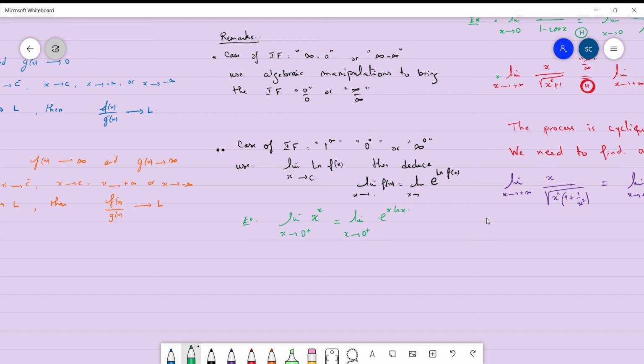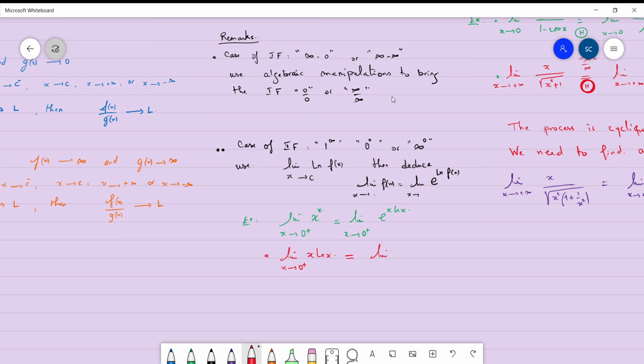Then I focus on this limit and need to find it. So the limit of x ln x as x approaches 0 plus. If you try to substitute, I will get 0 times minus infinity, so it is an indeterminate form. In this category, let's manipulate algebraically to bring ourselves to an indeterminate form where we can apply L'Hopital's rule.